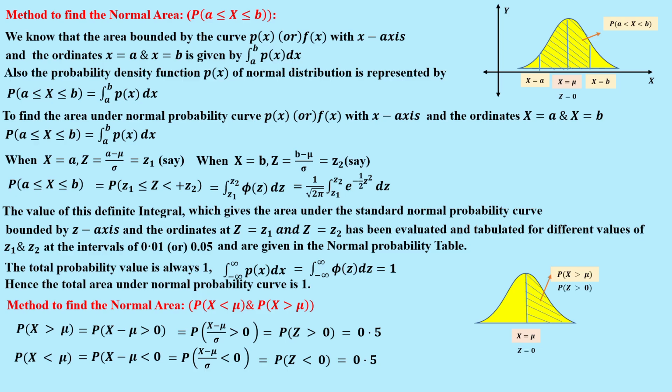So this is x greater than mu, right? This is x less than mu. So total area on both sides, left side and right side, 0.5, 0.5, total area 0.5 plus 0.5, 1.